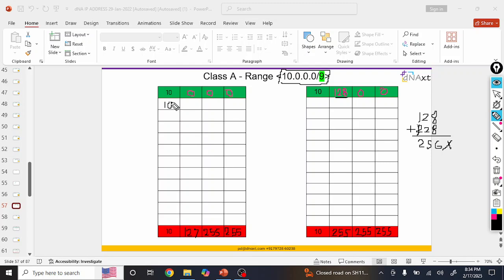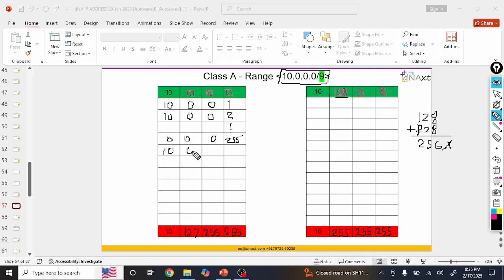First valid host 10.0.0.1. Second valid host 10.0.0.2. This will go on till 10.0.0.255. Now you cannot make it 256, hence there will be an increment of 1 in the previous octet.